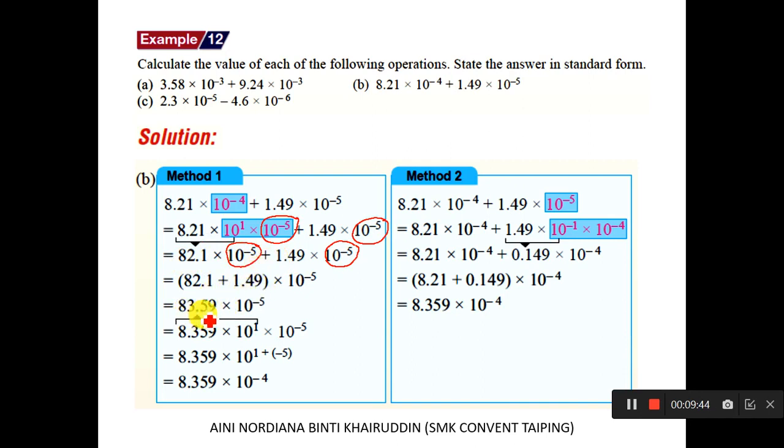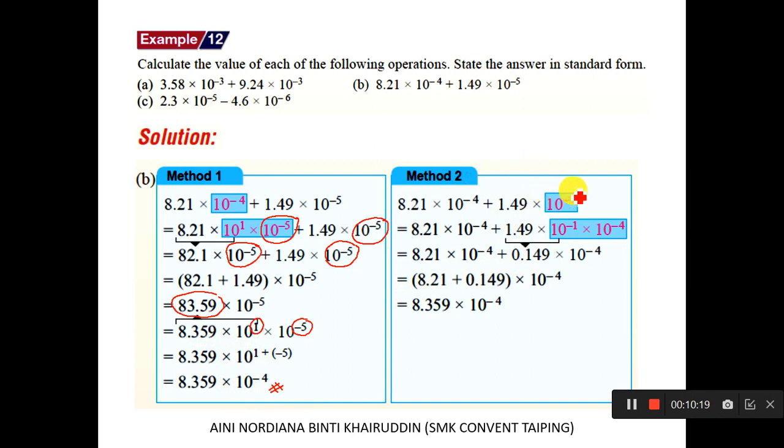So 83.59 times 10 to the power of negative 5. So this is not standard form. So change this to standard form. It becomes 8.359 times 10 to the power of 1. So next, we just plus these two numbers. Okay, so this is the final answer.